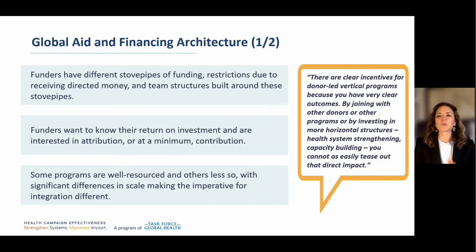And some programs are well-resourced and others less so, with significant differences in scale, making the imperative for integration different. So for example, the budget for tetanus is 100th the size of polio's. Another example is vitamin A supplementation, which is referred to as an orphan program. Or within the NTD community, there is a concern about dilution in an integrated scenario, as other health priorities often come first.